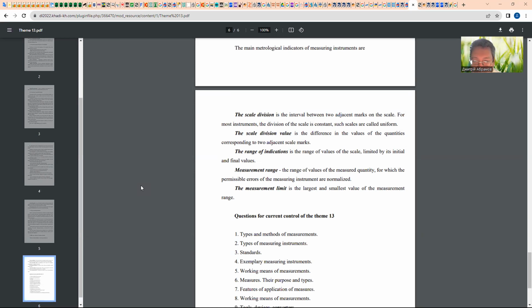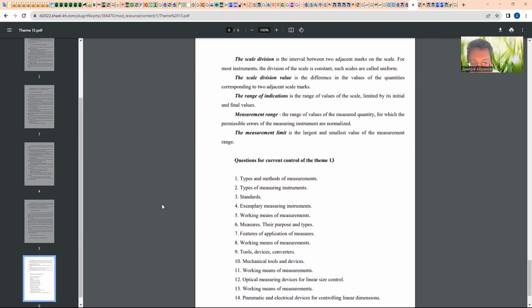The range of indications is the range of values of the scale limited by its initial and final values. Measurement range is the range of values of the measured quantity for which the permissible errors of the measuring instruments are normalized. The measurement limit is the largest and smallest value of the measurement range.